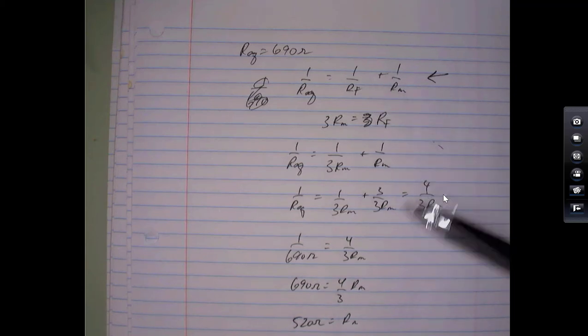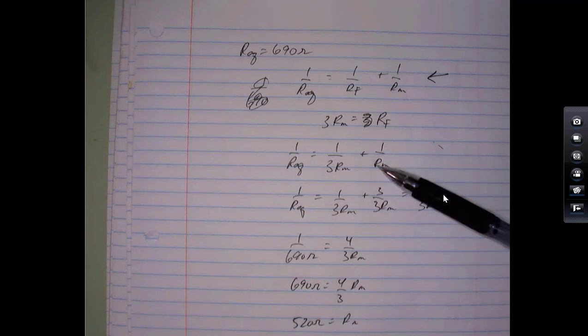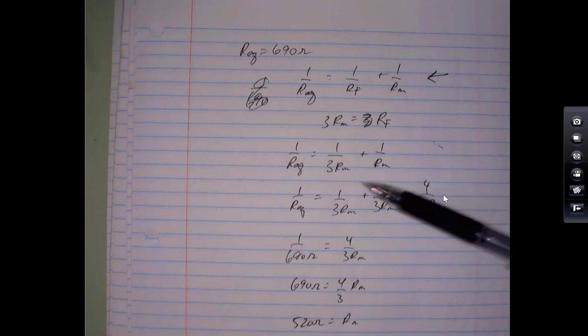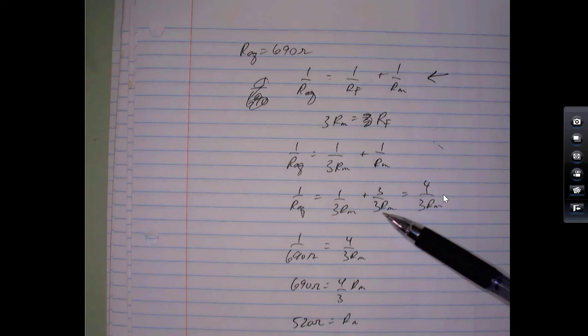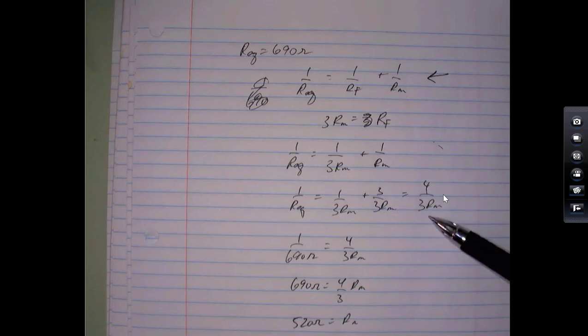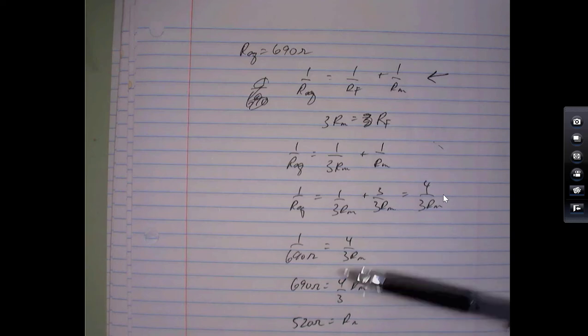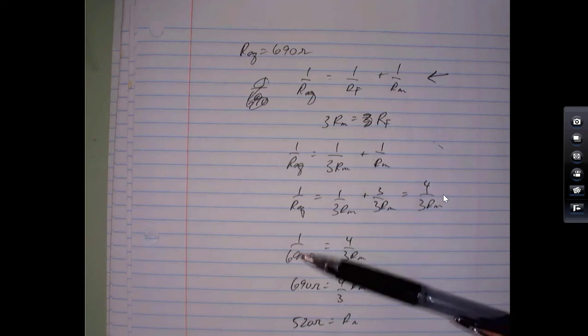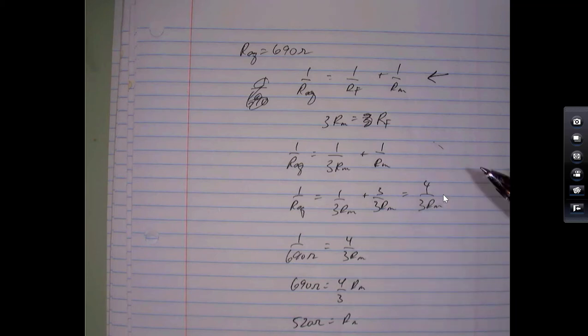And then I'm just going to put this over a common denominator. So 1 over 3R muscle plus 3 over 3R muscle. Remember, this was 1 over R muscle. Now it's 3 over 3R muscle. Turns out to be 1 plus 3 is 4, and then the denominator is 3R muscle. And they told you the equivalent resistance is 690. So then you invert it. So 690 comes to the top, 3R muscle comes to the top, 4 goes to the bottom.